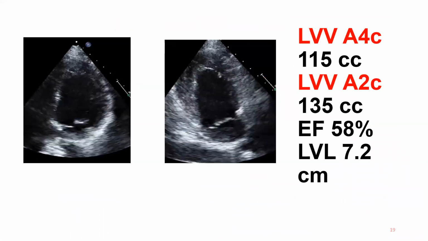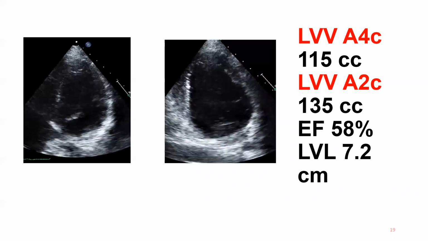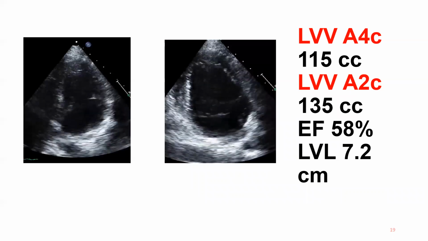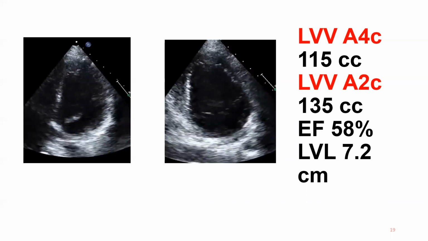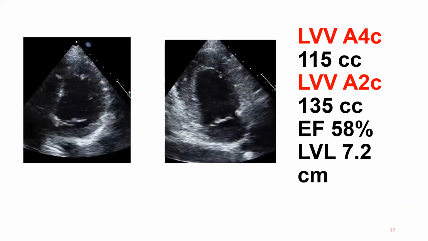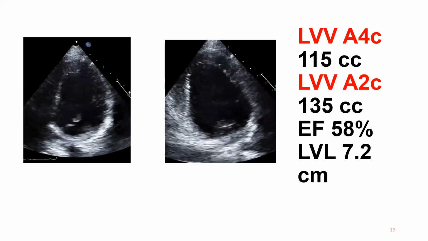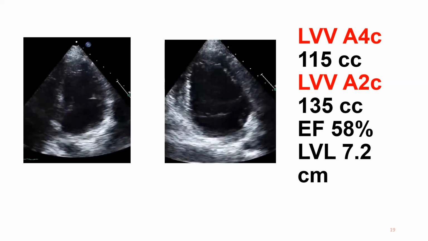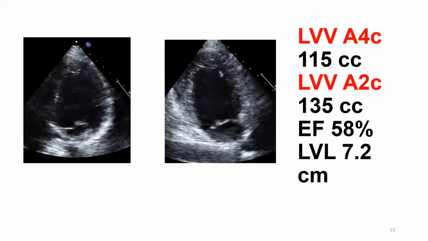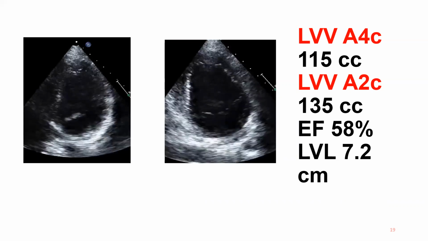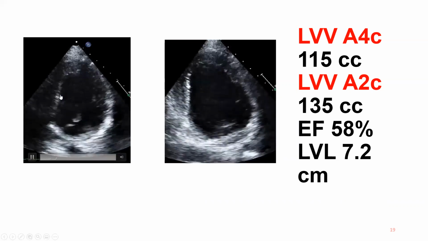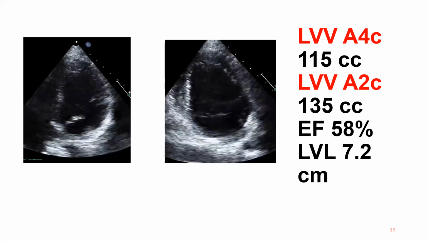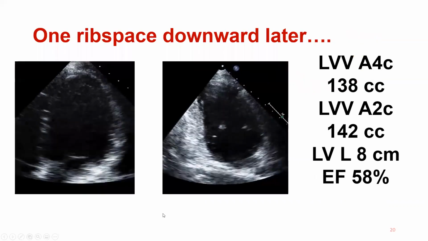What's wrong with this picture? Here are two-dimensional four-chamber and two-chamber views. And what I've given you is left ventricular volume on the four-chamber view, left ventricular volume on the two-chamber view, an ejection fraction, and left ventricular length. What I'm illustrating here is the effect of foreshortening of the left ventricle, which we will deal with.